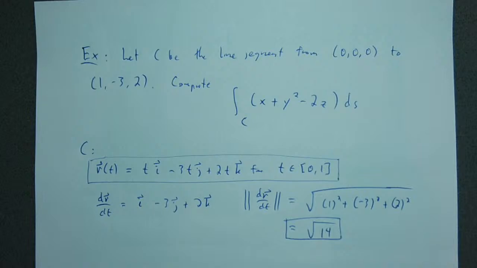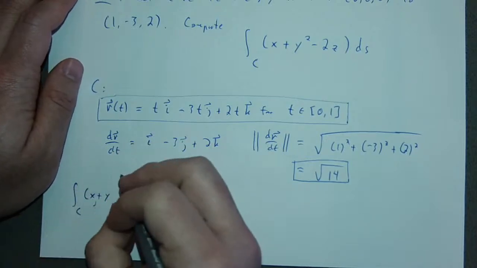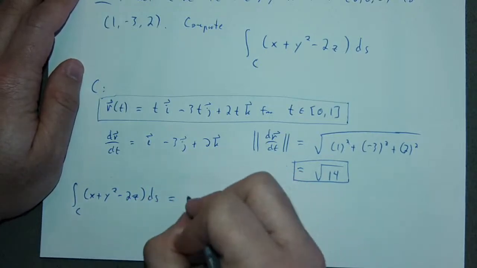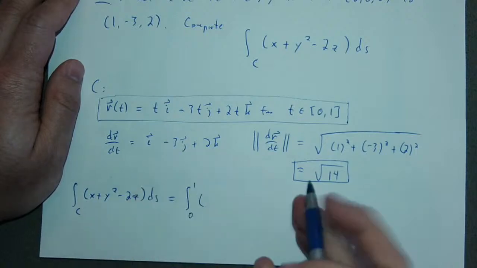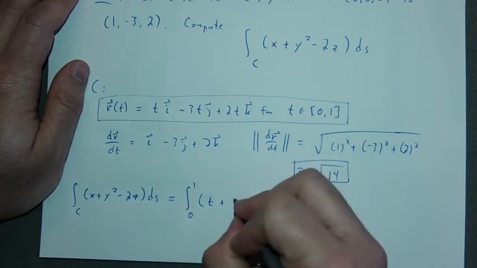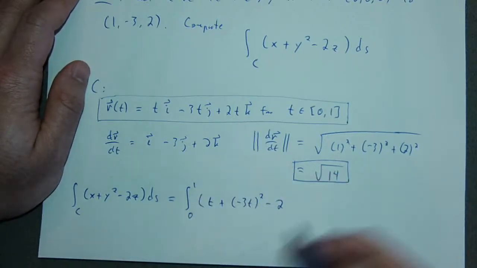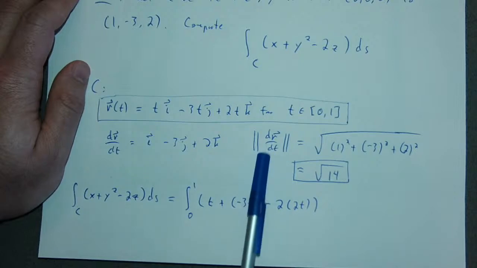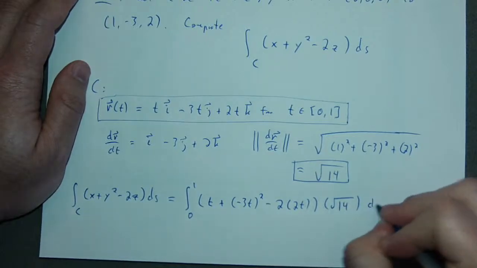All right. And so, how do I do this integral? This would be the integral over C of x plus y squared minus 2z ds. This is equal to the integral from 0 to 1 of, plugging in, x of t is t here, so this is t, plus plugging in y is minus 3t, so this is plus minus 3t squared, minus 2, plugging in the parameterization for z here, this is 2t, and that is multiplied by the length of dr/dt, so that's multiplied by square root of 14 dt.